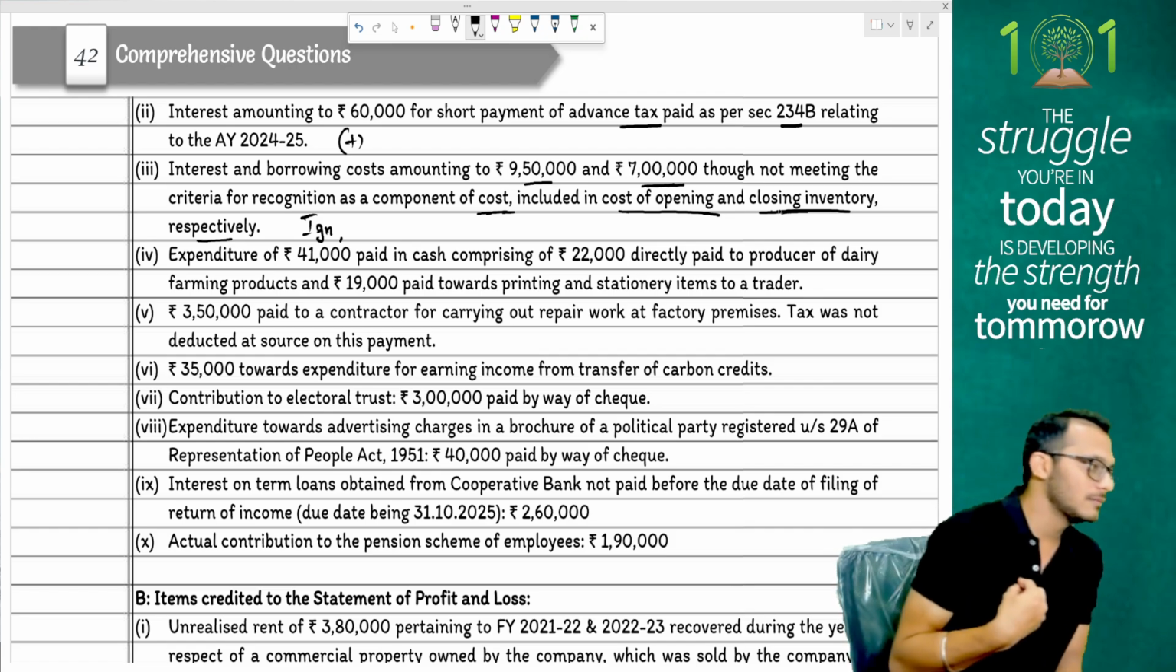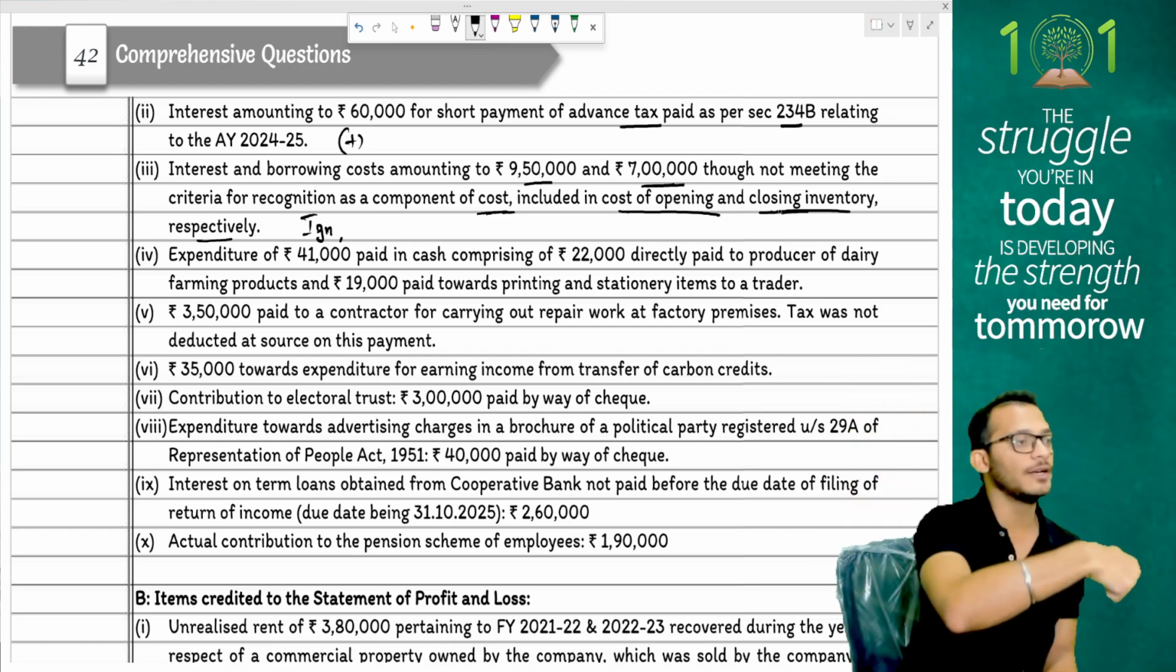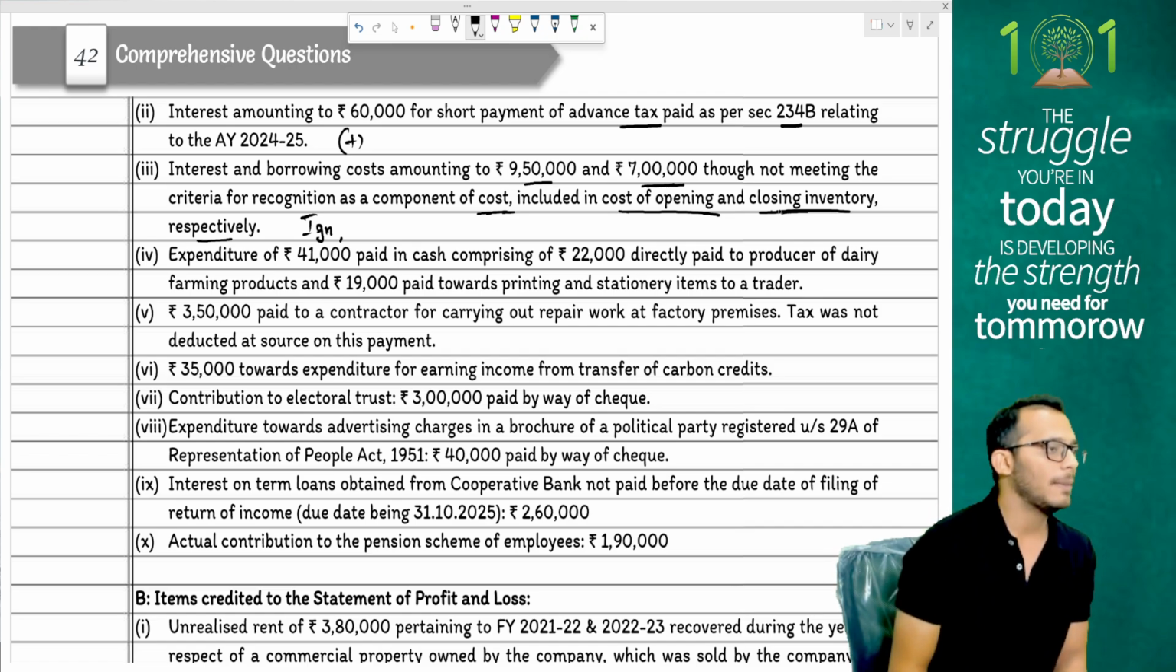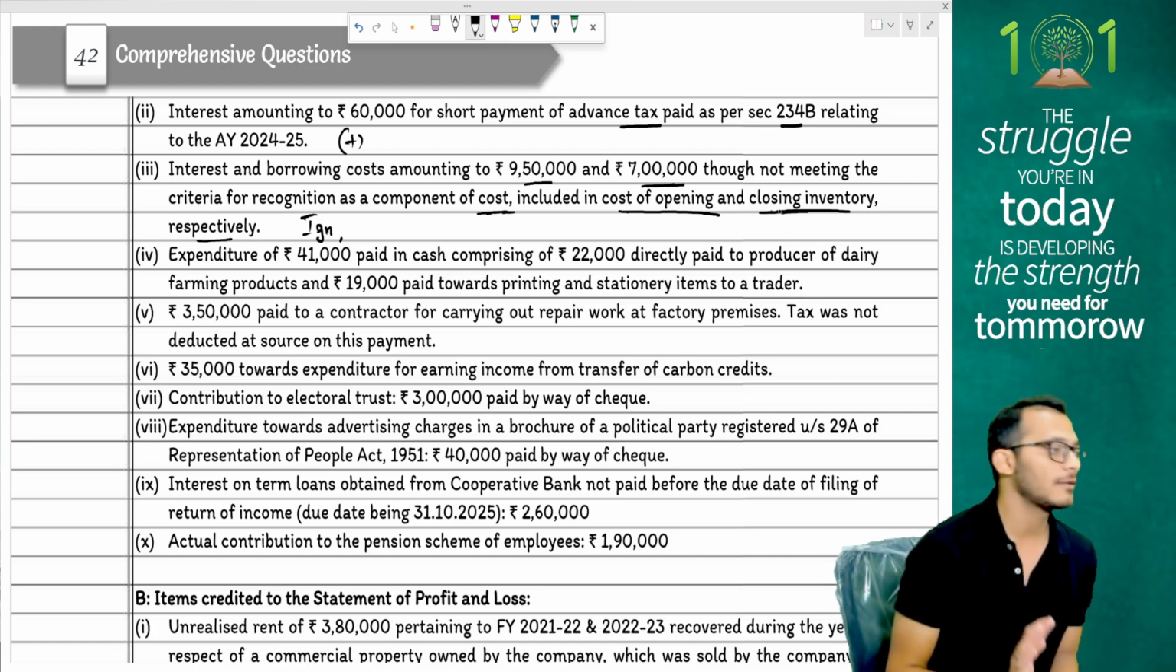Now this is what I feel. Hey, no, 1 second. So there you will reduce 7 lakhs and again you will reduce 7 lakhs. So therefore it becomes minus of 14. Minus of 14. That is what I feel is the right answer.